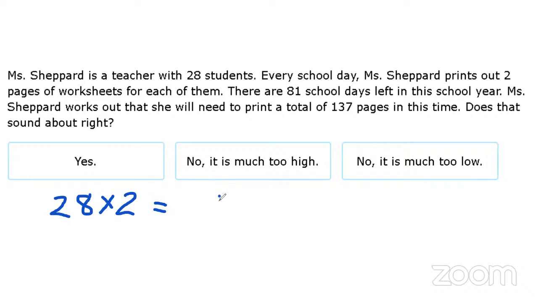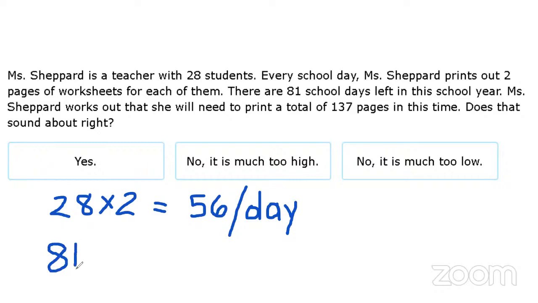2 times 8, 16. 2 times 2, 4, and 1, 5. So 56 daily. She needs 56 per day. So I'm going to just write this here. 56 per day. Now there are 81 days left. Remember, she believes that she's going to need a total of 137 pages, but she is going to print 56 daily for her class, and there are 81 days left. So we need to see 81 multiplied by 56, so we can see how many she will now need in all.